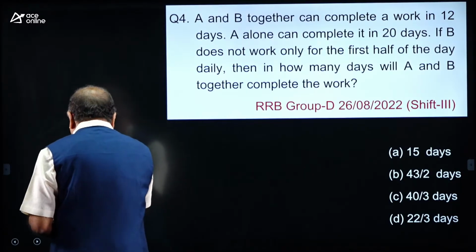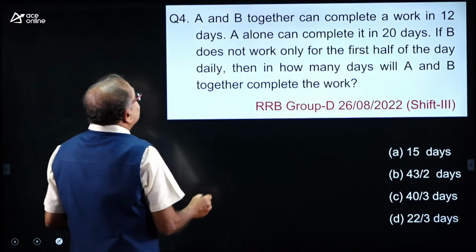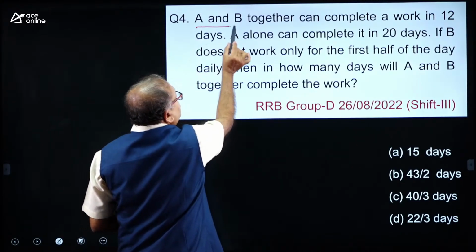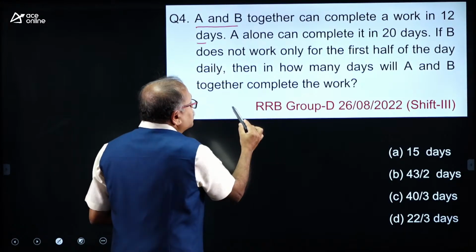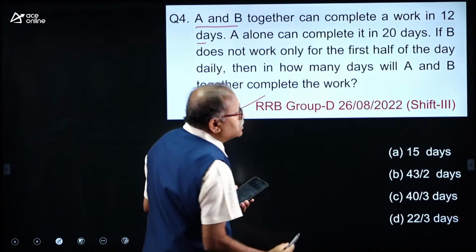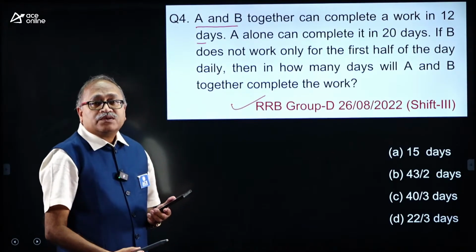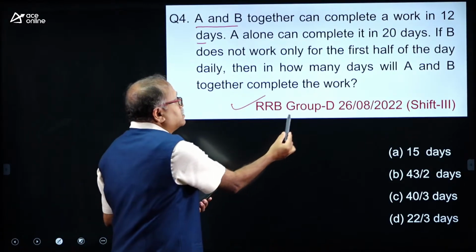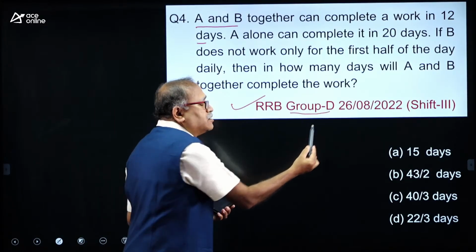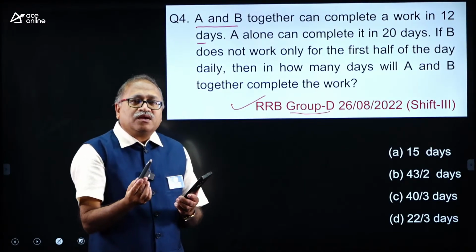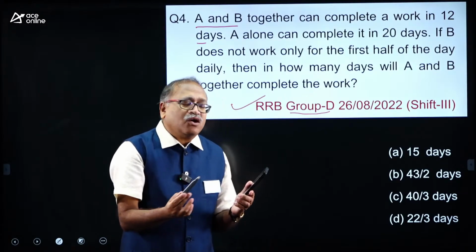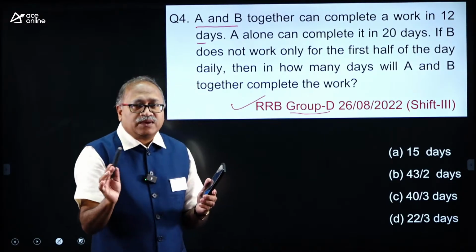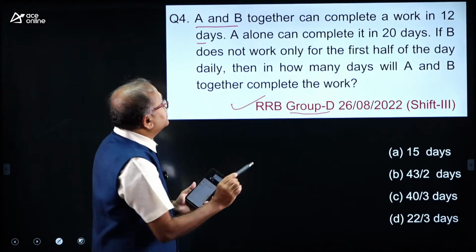Okay, what this question is, that A and B together can complete a work in 12 days. Look at this one. I have taken the previous year question over here. Now you may say that I am writing the RRB JEE, not the Group D. But this RRB conducting the exam, the question patterns in all these examinations are same, as I previously said.